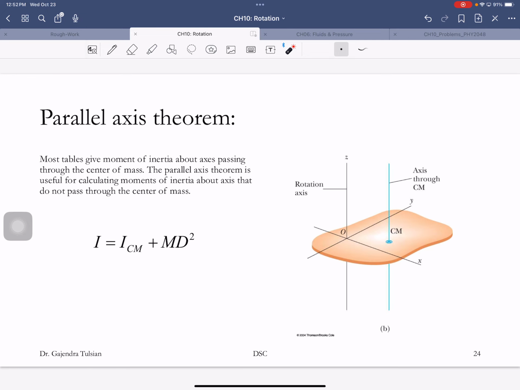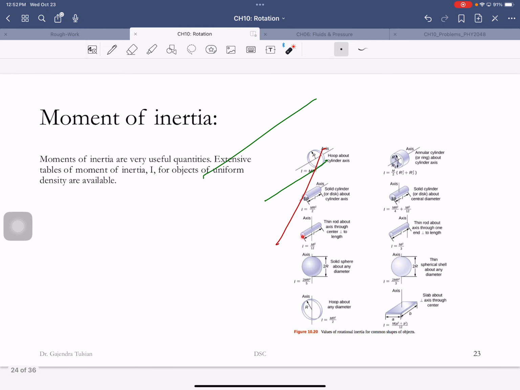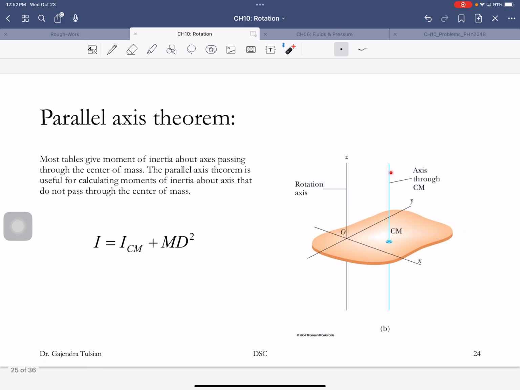So generally in tables, they give you moments of inertia that pass through the center of mass axis. Or it doesn't matter, whatever the table gives, but that's generally what's given. So let's say you have the moment of inertia about one axis. You can calculate the moment of inertia about another axis using this theorem. So the moment of inertia about this axis is the moment of inertia about this axis plus the mass of this entire object times d squared.